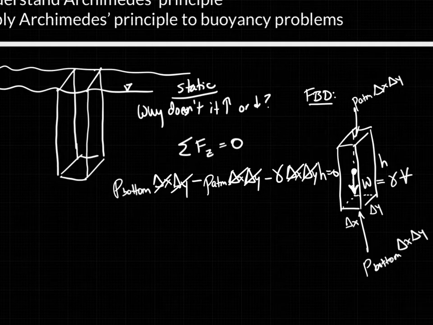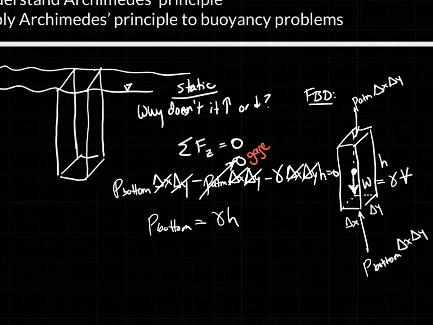The pressure is atmospheric, so what I'm going to do is make this 0, which means I'm working in gauge pressure for the rest of the problem. Okay? And then if I rearrange this, let's see what we get here. P bottom equals gamma H.